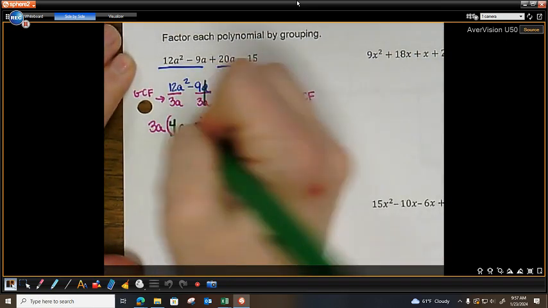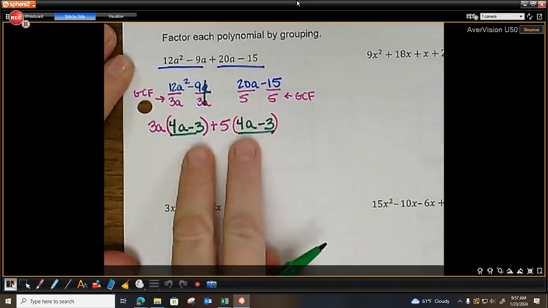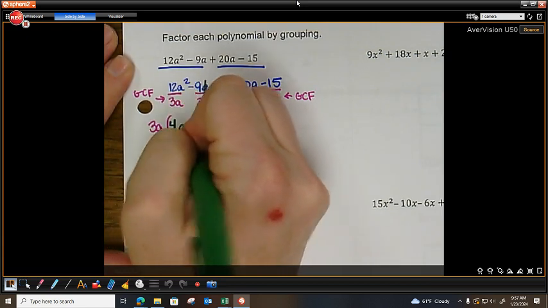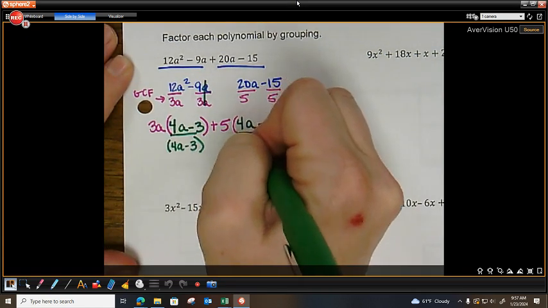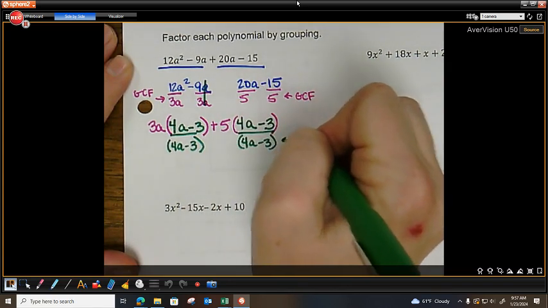It's a common binomial factor. The parentheses match. If you are factoring correctly and your problem is able to be factored, once I get to this step, my parentheses should match. So just like we did up top, divide out the common binomial factor. Because again, that is now your new GCF.